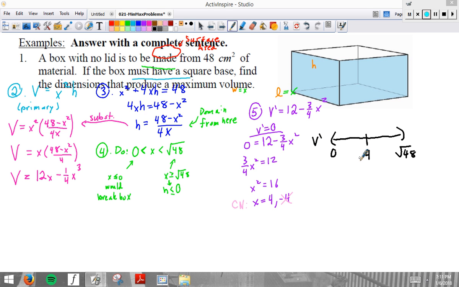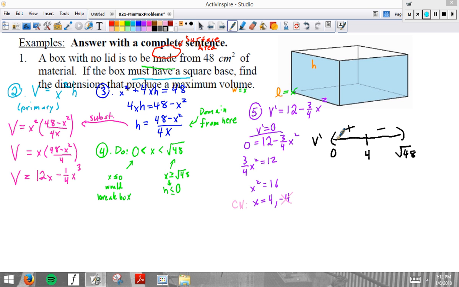Between 0 and 4, we're trying to check for the sign of v prime. Between 0 and 4, we could test 1. V prime would be positive. After 4, a number like 5, a number like 6, any number you want, a number like 8 would be easier to do math with. You would find out it was negative. You could also use the fact that 4 wasn't even odd 0, but that's a little harder. You don't need to go that hard.